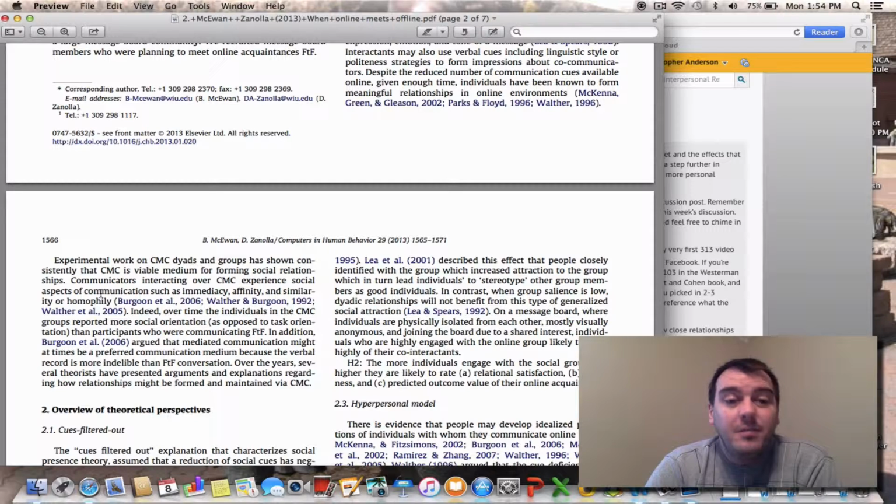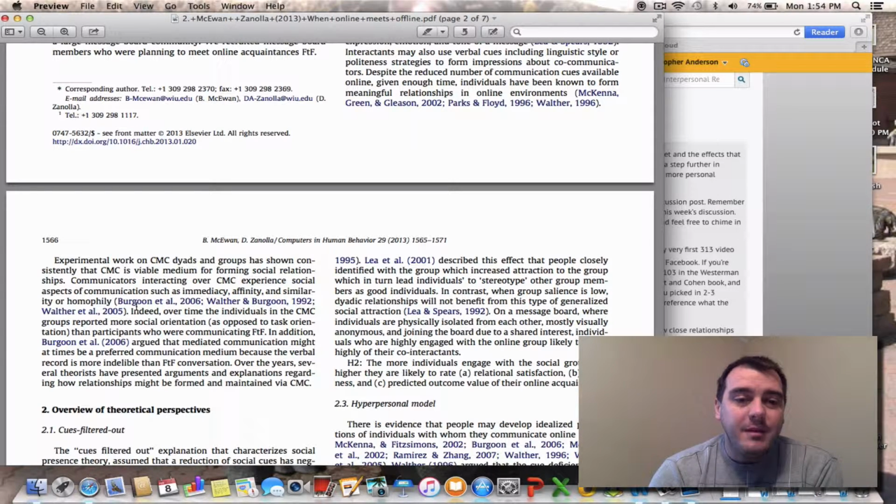The next sentence goes on. Communicators interacting over CMC experience social aspects of communication, such as immediacy, affinity, and similarity or homophily. And this is just connections between people. Immediacy is when you see an instructor, do you think that they have your best interest in mind? Do they seem kind and caring? It's one of the reasons to do the video lectures, because instead of being this ethereal, spectral voice in print, you get to see a little bit of me and perhaps start to establish that maybe I'm not a robot, or that there's something I care about, and maybe there's something I want to share with you. So these things, the CMCs, can lead to these particular ideals.